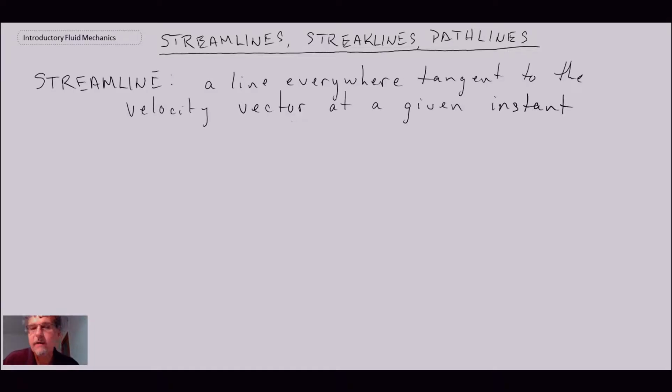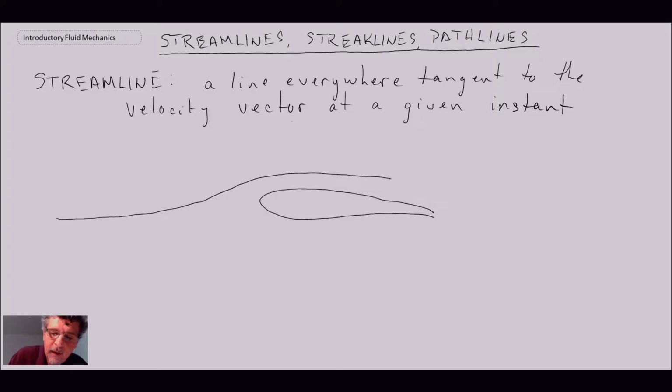A streamline is a line that is everywhere tangent to the velocity vector at a given instant. I'm going to use an airfoil to demonstrate this. Let's draw out an airfoil, and we'll place a streamline on here that comes up and over. If that is actually a streamline, then at any point on it, the velocity vector needs to be tangential to that line.